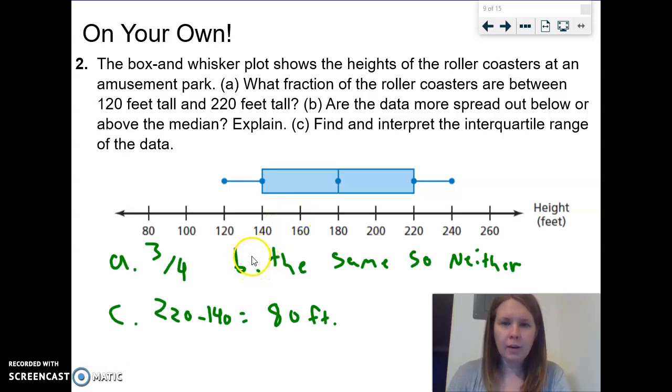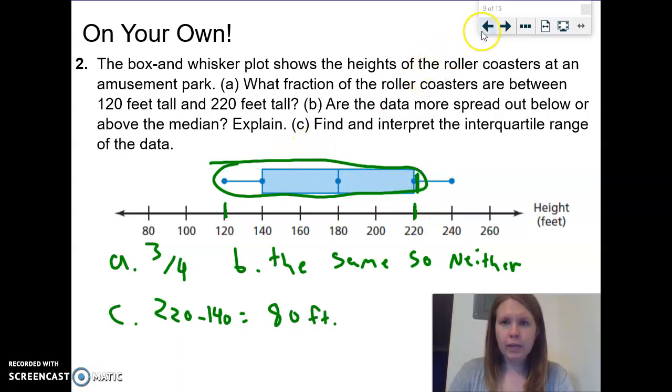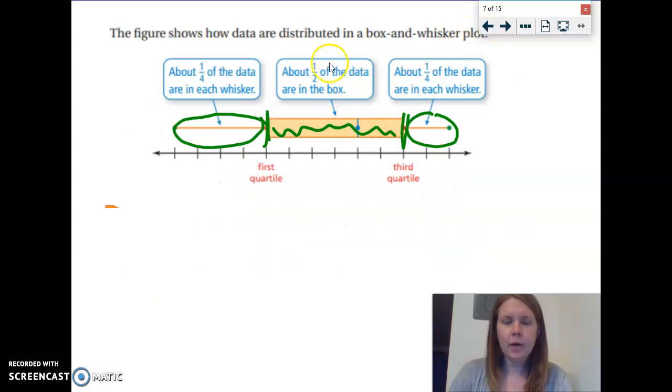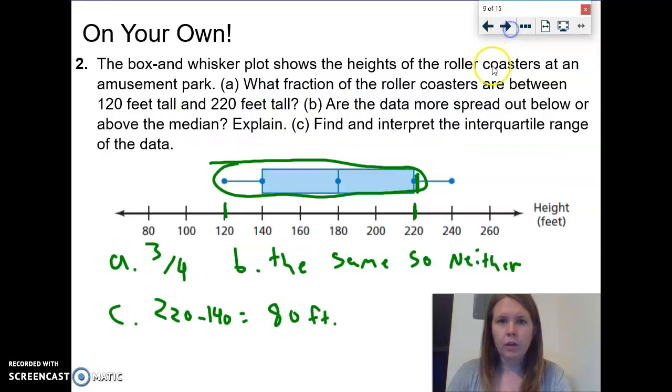Alrighty, coming on back, here are your answers. So for A, they're asking between this 120 and 220. So that's this entire spot. Okay, let's circle it. Up until like here. So if you remembered looking at this, it says that your box is about a half of your data, and then one of your whiskers is 1/4. So this circle here that I created encompasses the entire box as well as one of the whiskers. So that's going to be 1/2 plus 1/4, so you'd have 3/4. So 3/4 of your data will be in between 120 and 220.